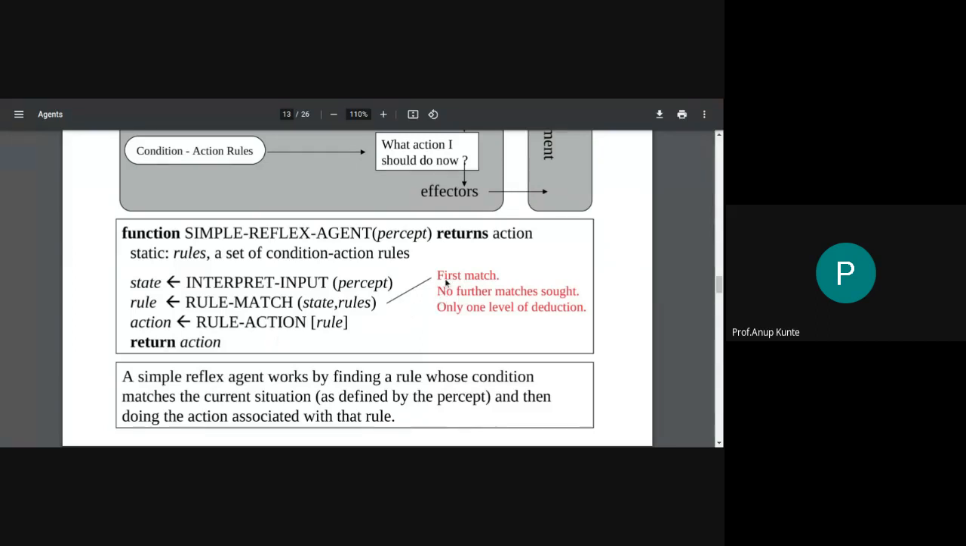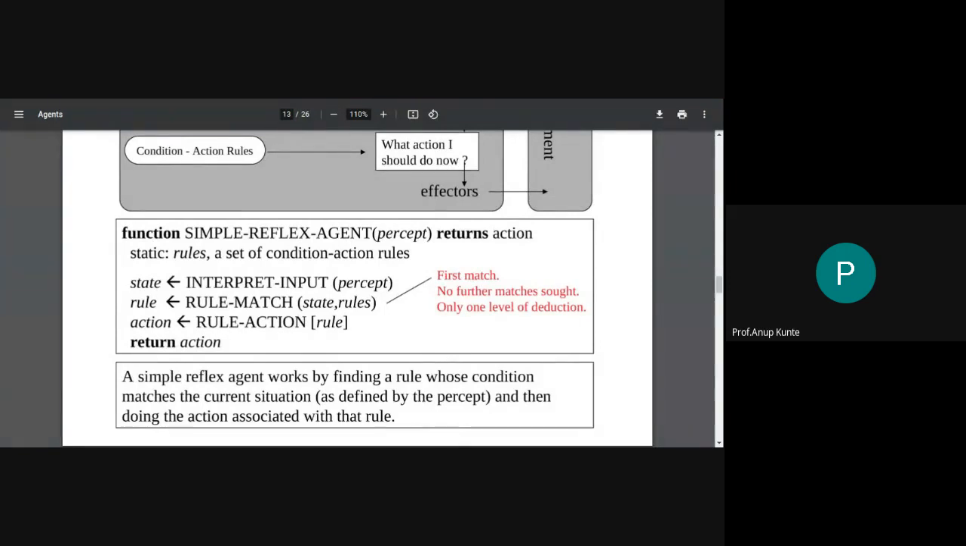Please remember, we are fetching the first match. No further matches are sought, only one level deduction is done. That is, I find myself in this scenario, this is the corresponding action. But in the same scenario, I might have been in previous cases as well. लेकिन जो most recent hit होगा, वही rule में select करूँगा. That's the limitation of this particular thing called simple reflex agent.